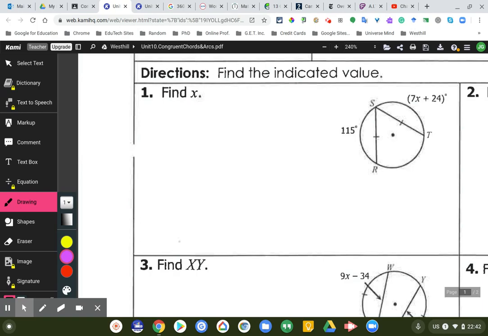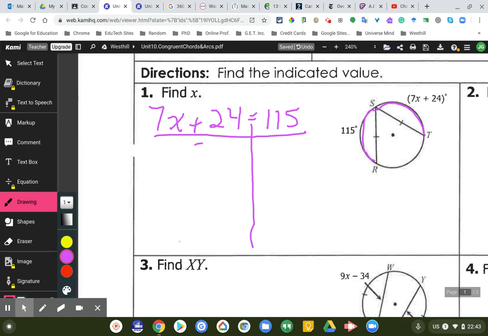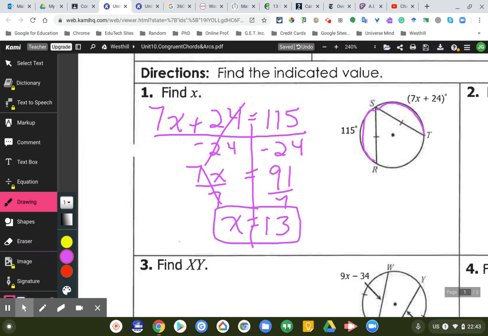All right, so let's find X. So we can see that 7X plus 24 is equal to 115. Okay, so this one's pretty easy. We can see that these two sides are going to be equal to each other. So we have 7x plus 24 equals 115. Minus 24, we got 7x equals 91, right? Divide by 7. This cancels out. So now we have x by itself equals 91 divided by 7, which is 13. Okay. So that's our first answer there. We have x equal to 13. All right, cool.